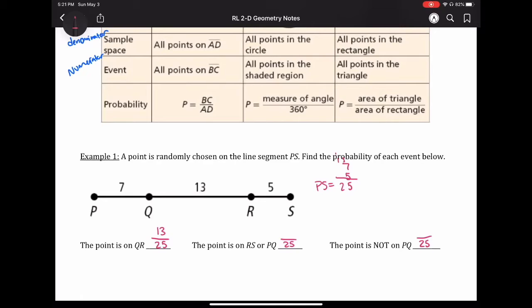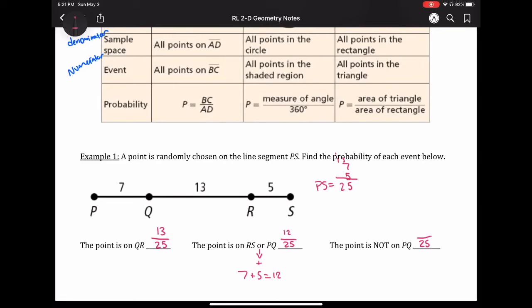The next one says the point is on RS or PQ. Now remember we said that that word or kind of means addition, so it could land on PQ or it could land on RS. Either way, we still win. So I have 7 plus 5 is equal to 12. So my probability is the 12 times that I could win out of the total 25.